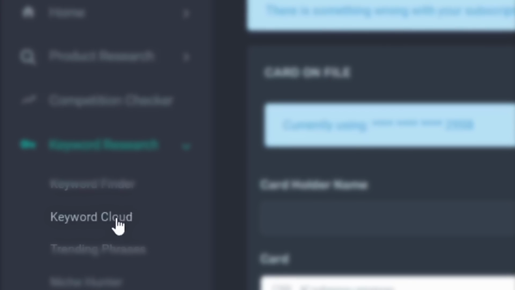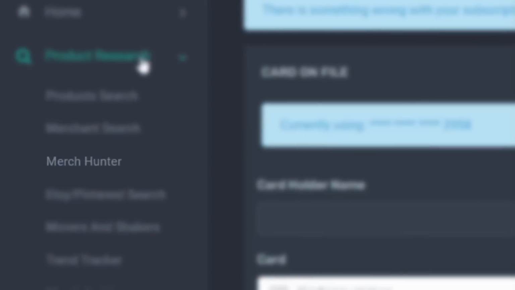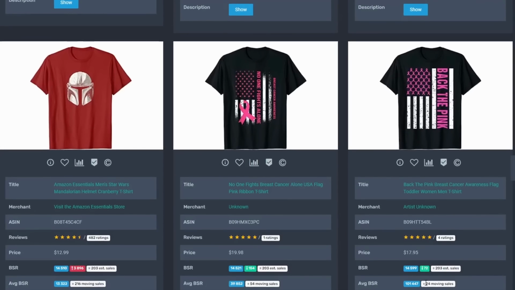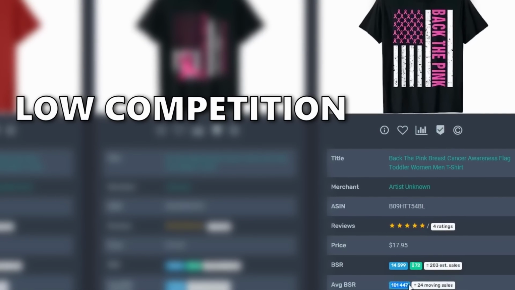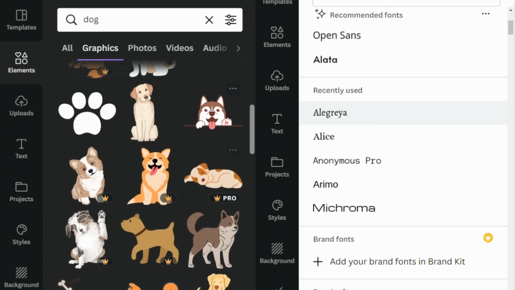For the first few days I used Merch Informer to find trending keywords and topics. It worked like this. I either used the Keyword Cloud, which shows trending keywords for the current day, or the Merch Hunter, which shows best-selling shirts on Amazon, so that I knew which designs actually would sell. When I finally found something with low competition and high demand, I hopped over to Canva and started creating a design. It's very simple. There are tons of graphics and fonts that make creating designs very easy.